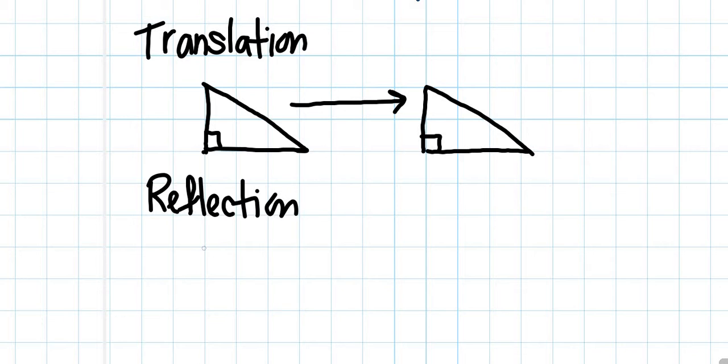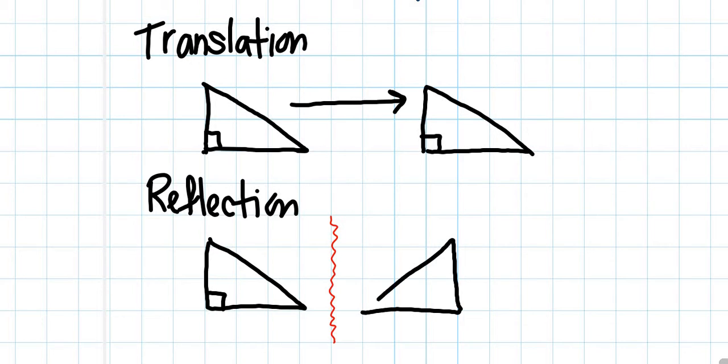Then you have reflection. So if I take any shape, pretend that's a mirror, and I show it in a mirror, or you flip it over, that is called reflection, like reflection in a mirror. So I'm flipping over like a mirrored image. Translation, you slide. Reflection, you flip.